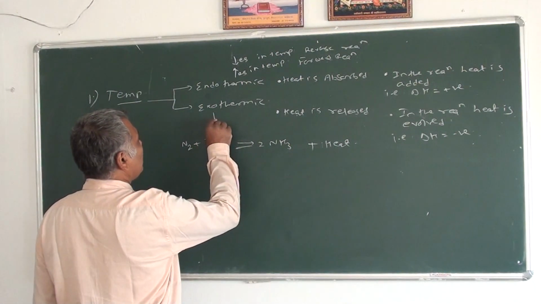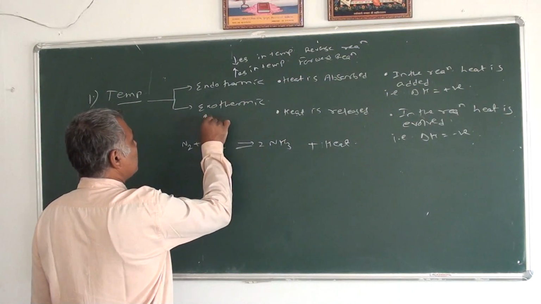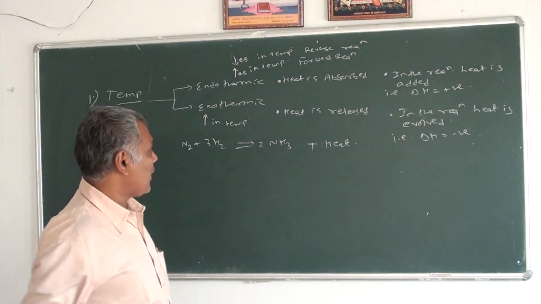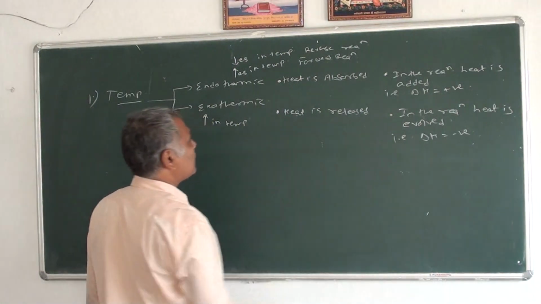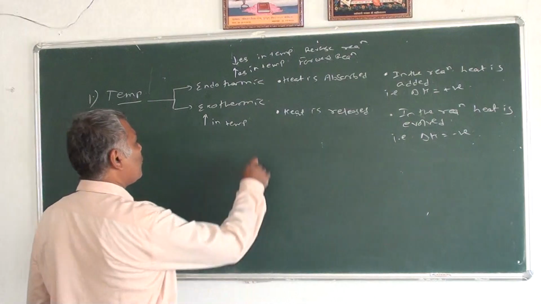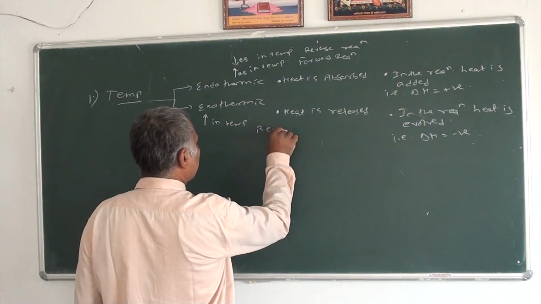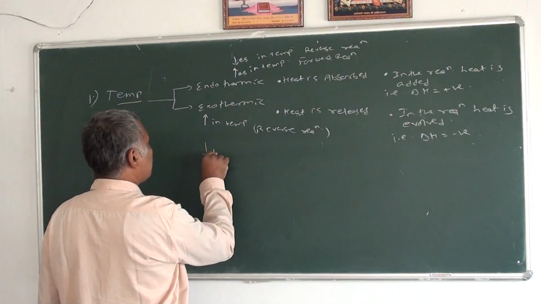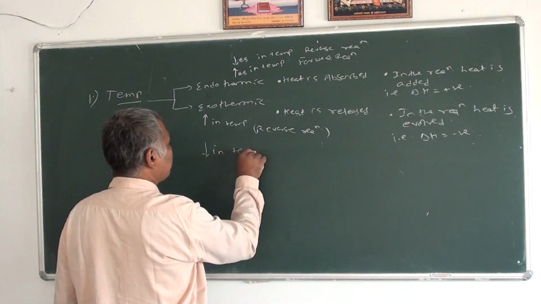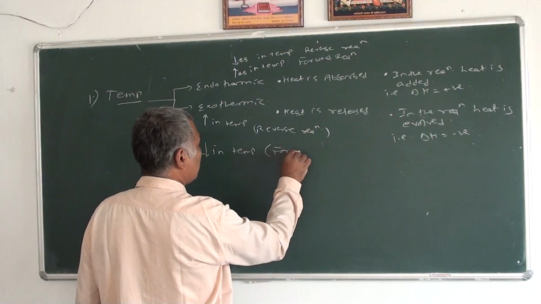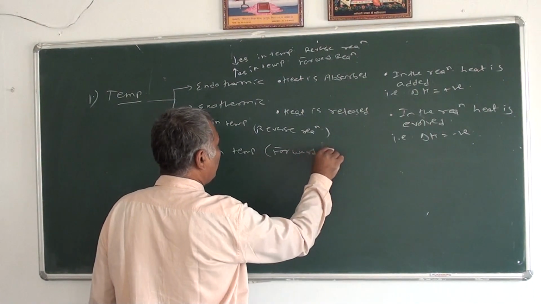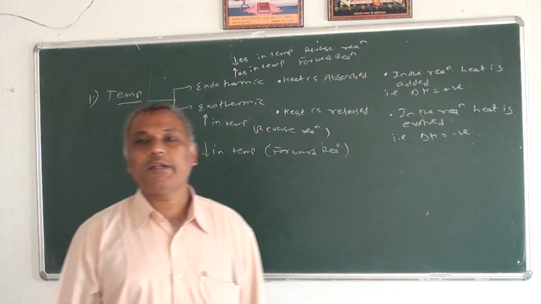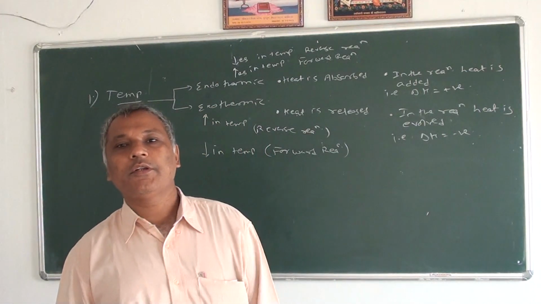So for endothermic, what does it show? Increase in temperature, the reaction will go for the forward reaction. Decrease in temperature will take it for the reverse reaction, and it will try to minimize that effect according to the Le Chatelier principle.